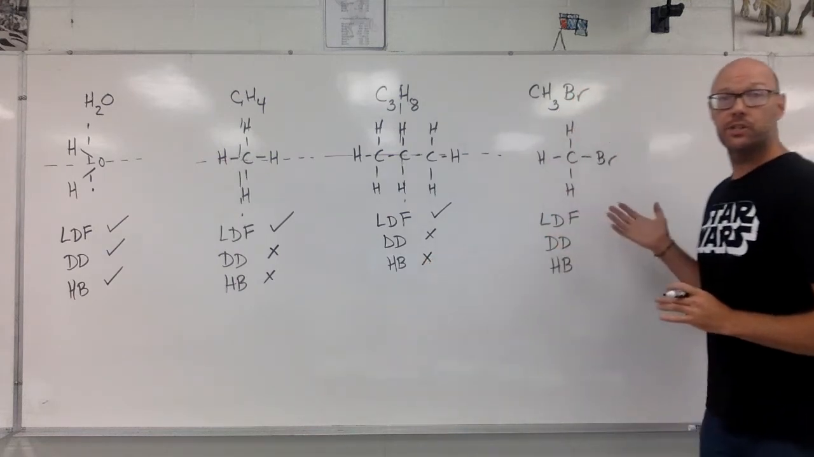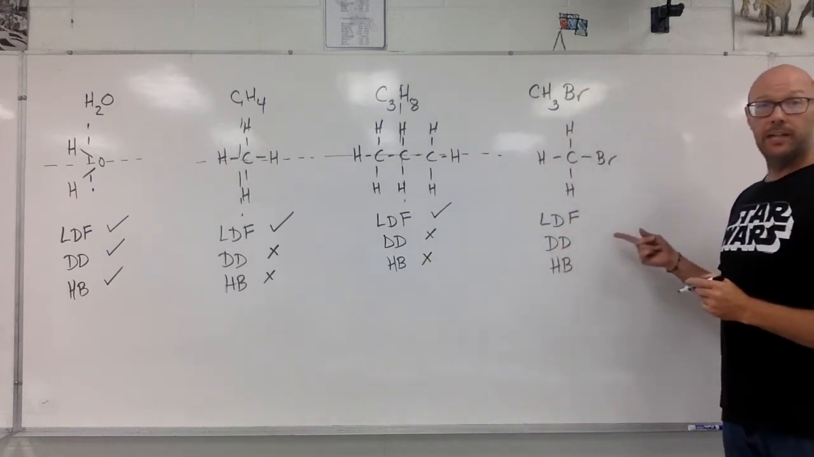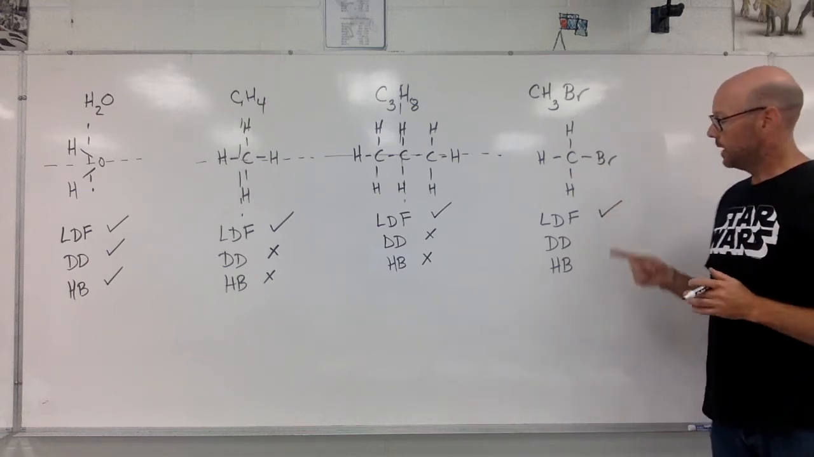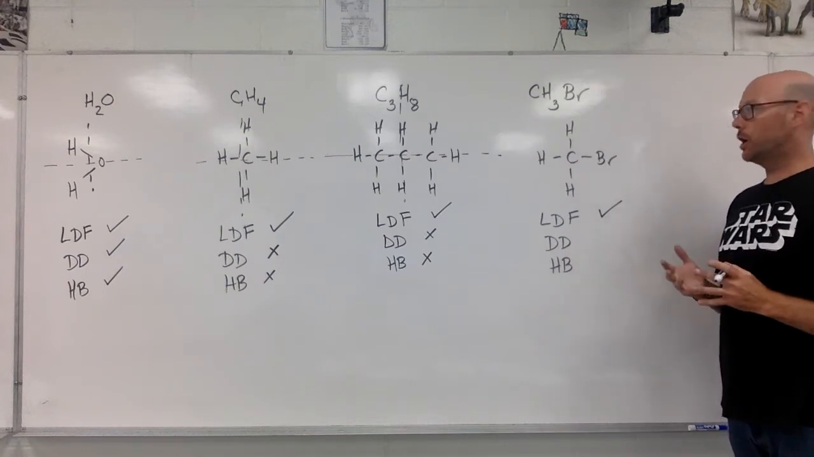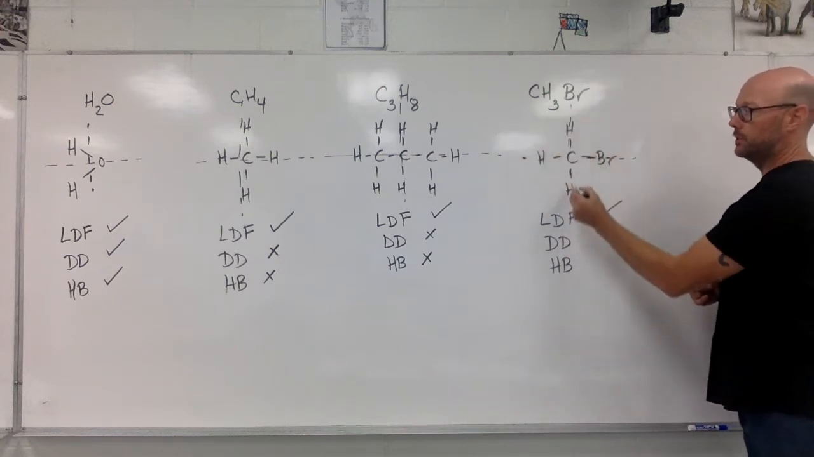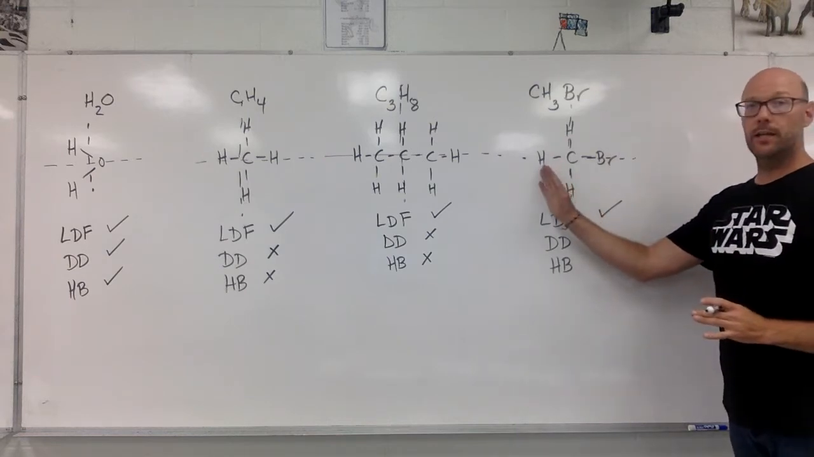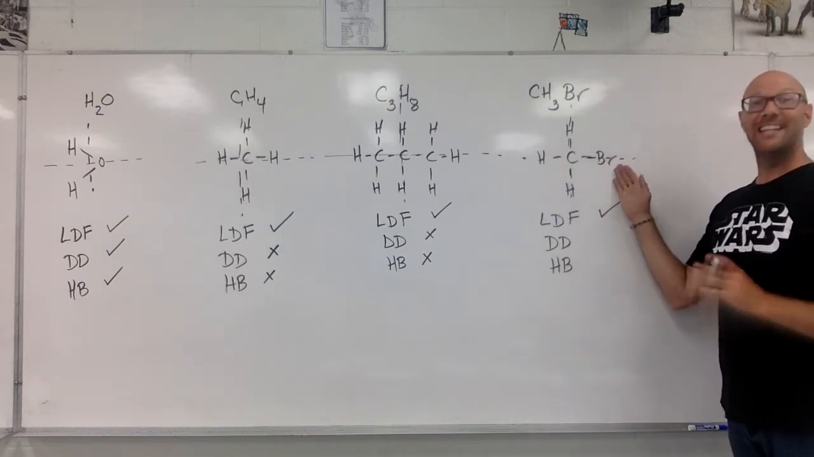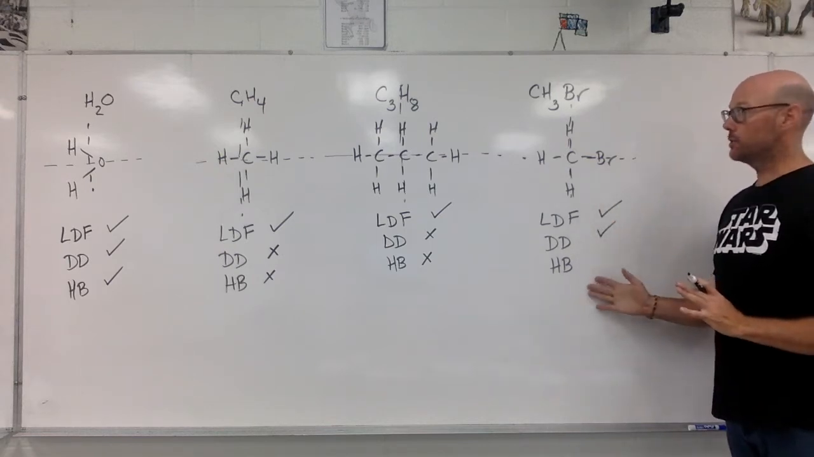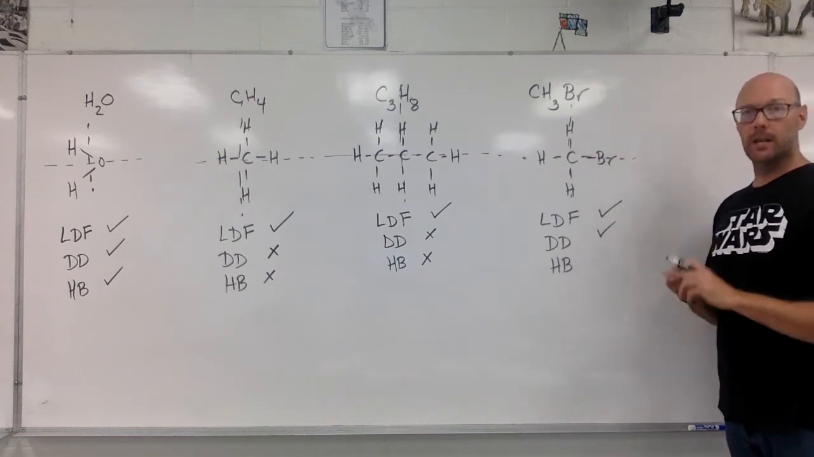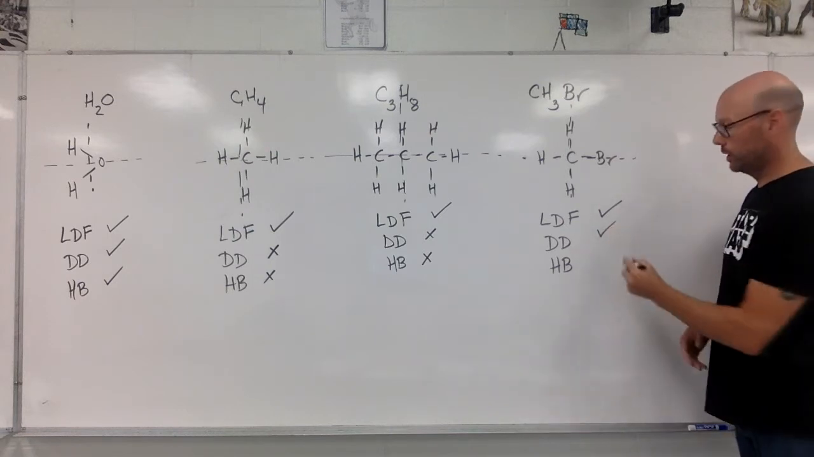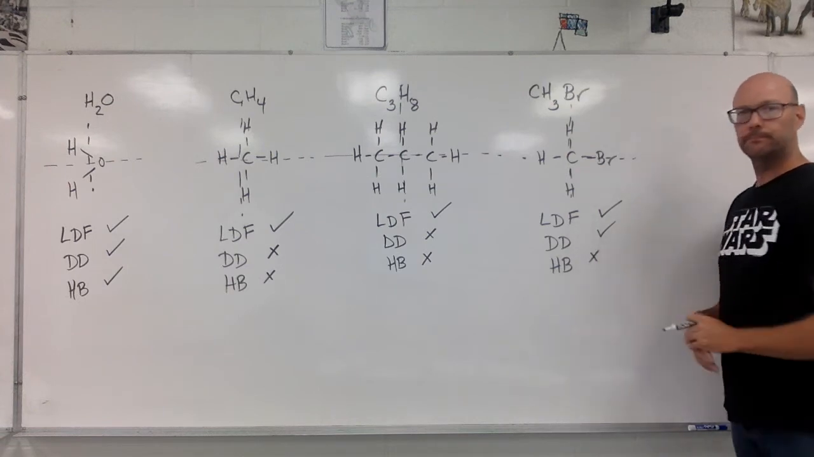Finally, CH3Br. Does it have LDF? It's repetitive. Every time, yes. How about this one? Is it polar or not? Here, the top and bottom are the same, but the left and right are not. It has hydrogen on the left, but bromine on the right. It's asymmetrical. It's polar. Does it have hydrogen bonds? Does it have hydrogen bonded to nitrogen, oxygen, fluorine? Well, it doesn't even have nitrogen, oxygen, or fluorine, so again, no.